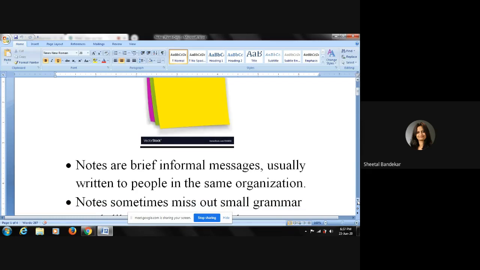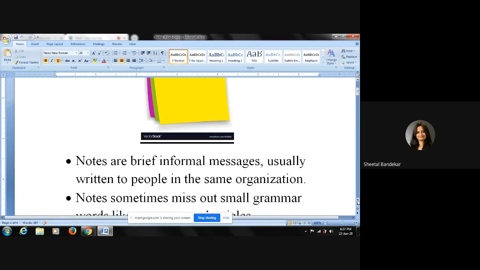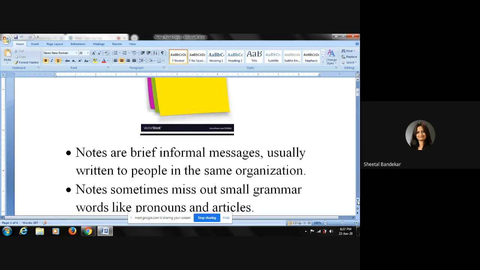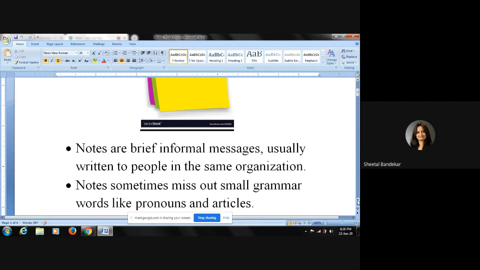So what is the nature of writing notes? As I said, you need not stick to the strict semantics, grammar and punctuation of the English language. That doesn't mean you can just write anything, like hey, hello, or use abusive language or swear or shout at somebody. No, please don't do that. It doesn't mean you should completely avoid grammar, but to a certain extent, in a hurry, you can miss out certain grammar and certain words like pronouns and articles. It need not be strictly grammatically correct. You can just shorten it, or sometimes just use clauses instead of complete sentences.